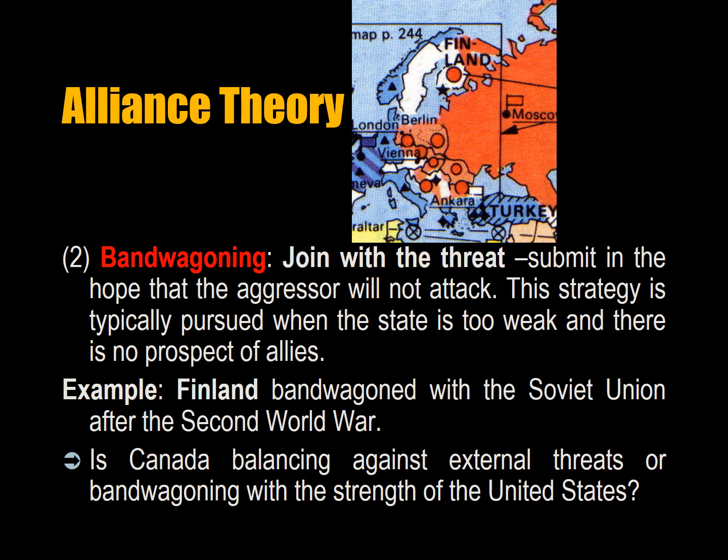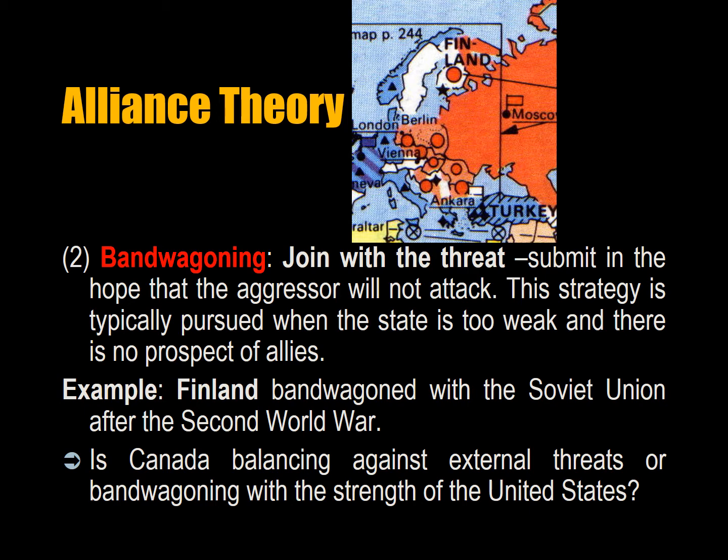In other words, you submit to the major threatening country so that you do not appear to be a threat to them, and that you therefore hope that you do not become the target of their attack. This strategy is typically pursued when the state is too weak to resist and there is no prospect of finding allies. Now, the classic example is Finland at the end of the Second World War.